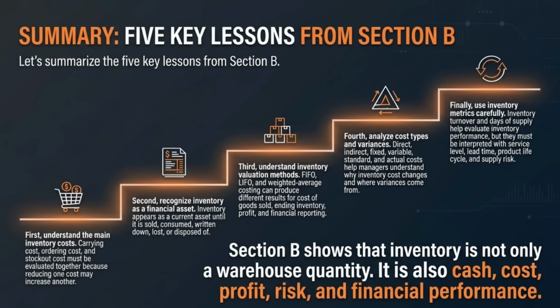Third, understand inventory valuation methods. FIFO, LIFO, and weighted average costing can produce different results for cost of goods sold, ending inventory, profit, and financial reporting. Fourth, analyze cost types and variances. Direct, indirect, fixed, variable, standard, and actual costs help managers understand why inventory cost changes and where variances come from.